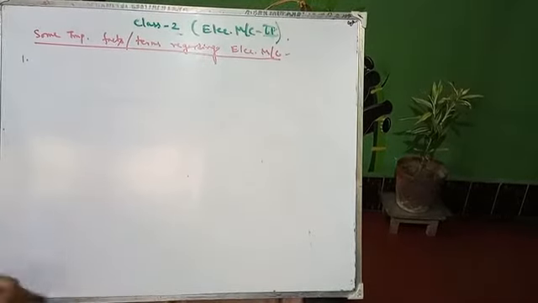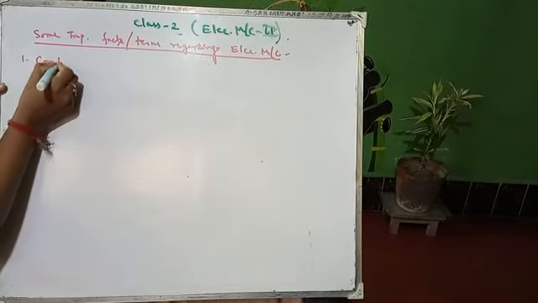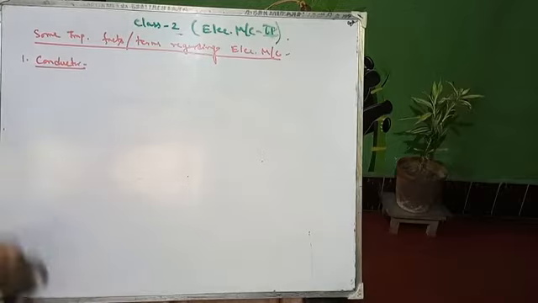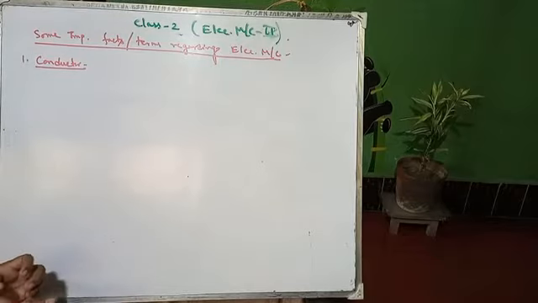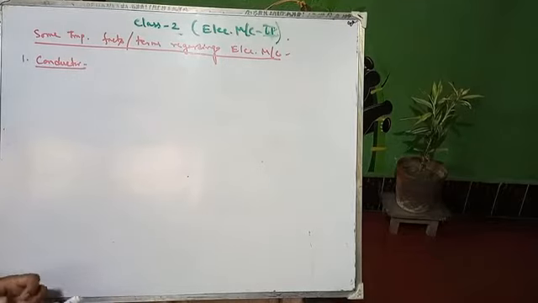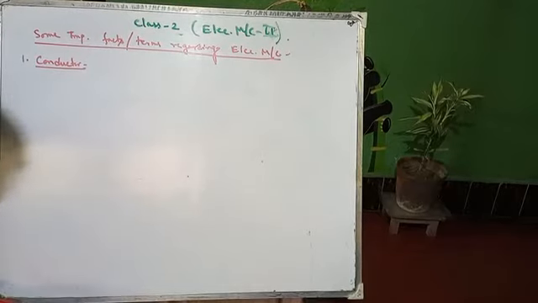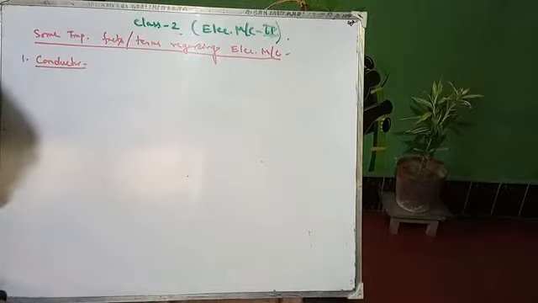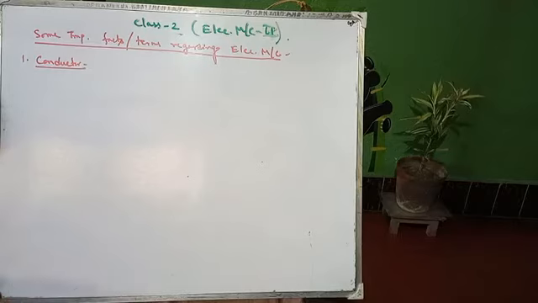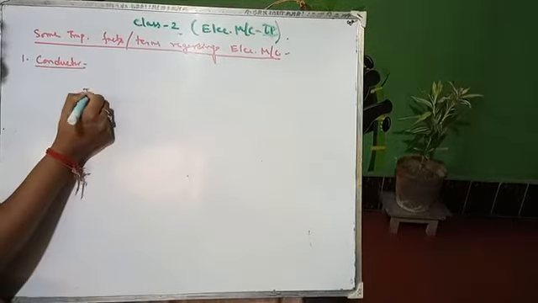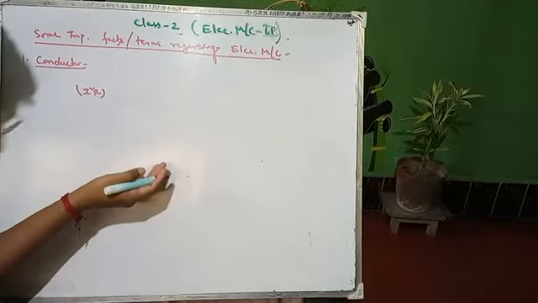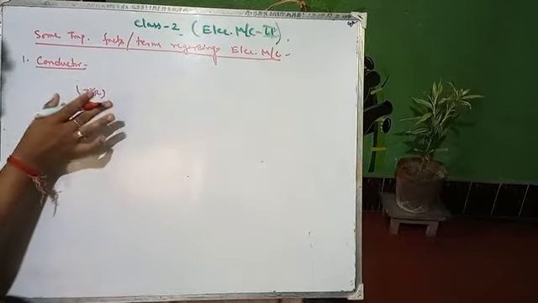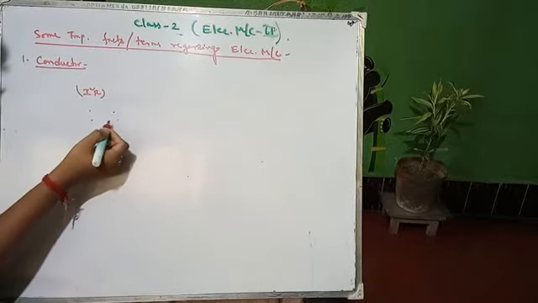First one is conductor. What is a conductor? It is a length of wire which takes active part in the energy conversion process. That is I square R, this is the power, right? Active part, and there are reactive parts also. So here you can learn about active power, reactive power, and apparent power.